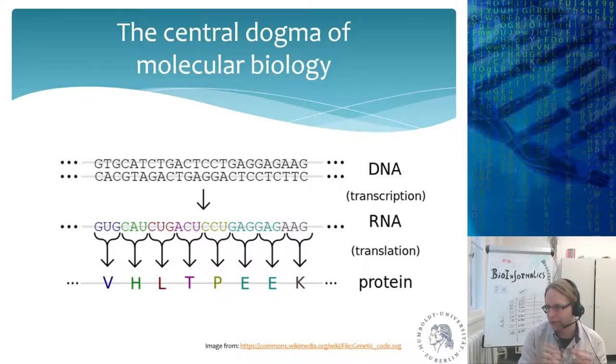But back to the central dogma: DNA transcription, RNA translation, protein. If we get the question in the exam, then the central dogma in molecular biology is that DNA is the carrier of genetic information, RNA is the intermediate, coupling the DNA world to the protein world, and proteins are more or less the effector molecules, the molecules that do stuff. So they make a cell work.